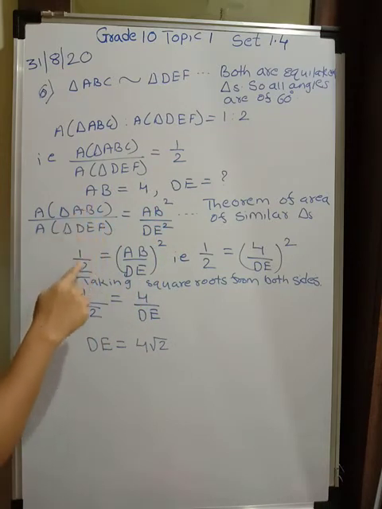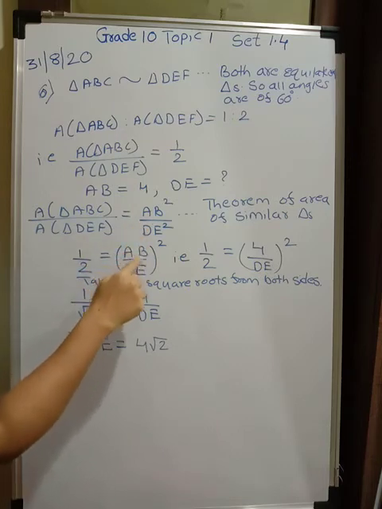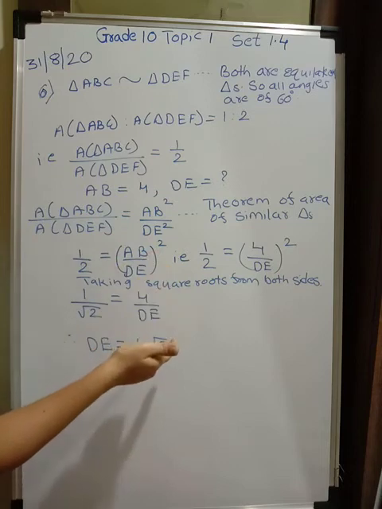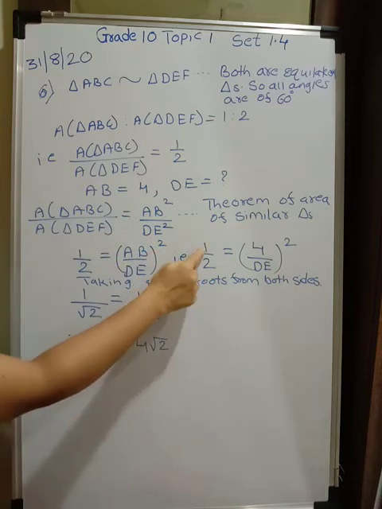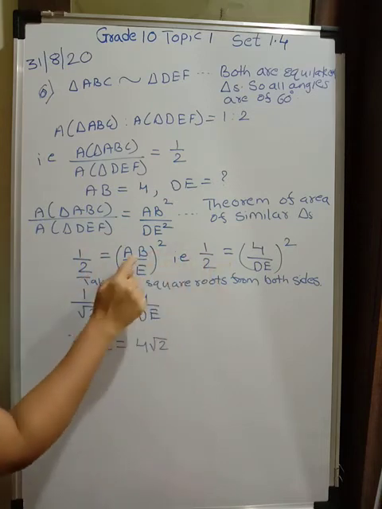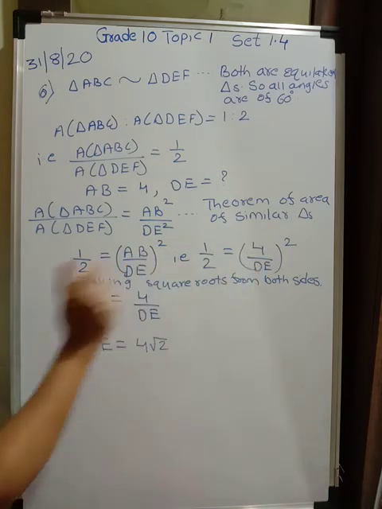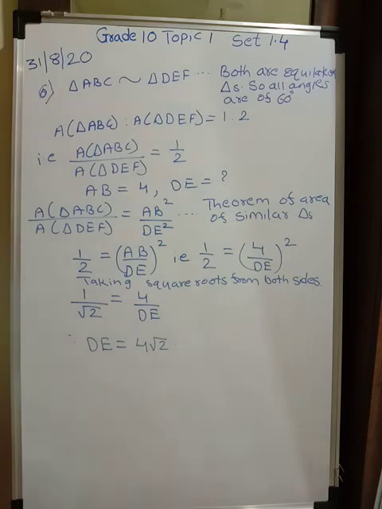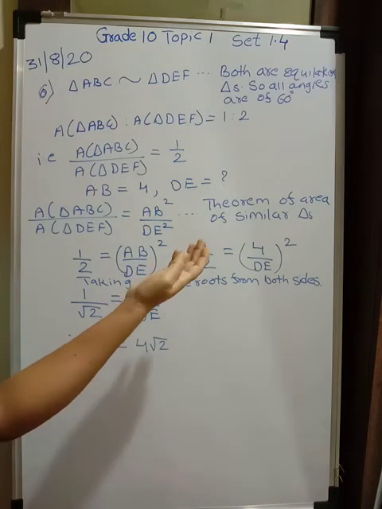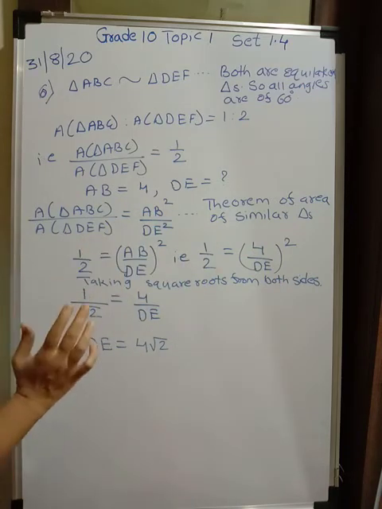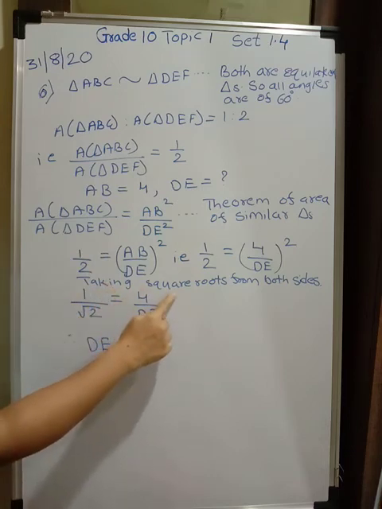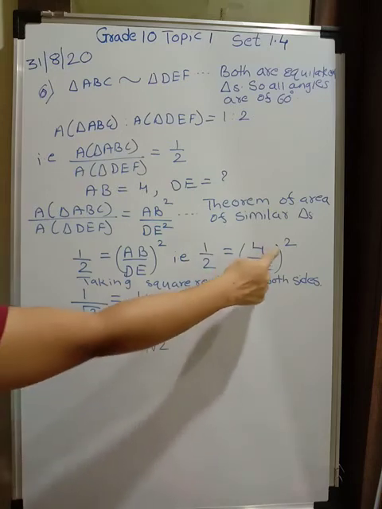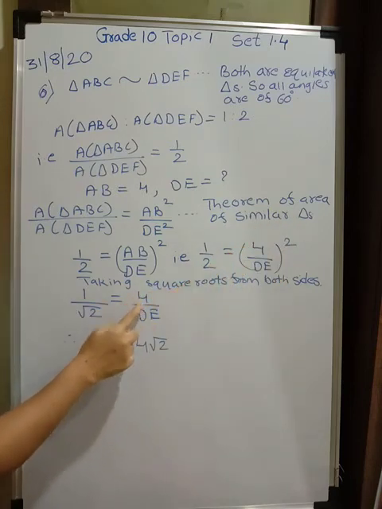Now this ratio is already 1/2. This will be equal to AB upon DE the whole square. You know how this has come in the previous problem, I have told you. That is 1/2 equals, I am substituting AB as 4, 4 upon DE the whole square. Now I want to get rid of this square sign. So if you want to get rid of the square sign, I have to take square root from both the sides. Square root of 1 is 1, square root of 2 is root 2. And this square sign will go off, I will get only 4 upon DE.